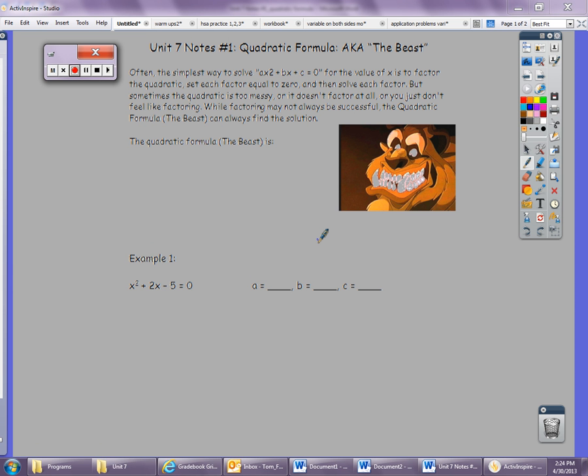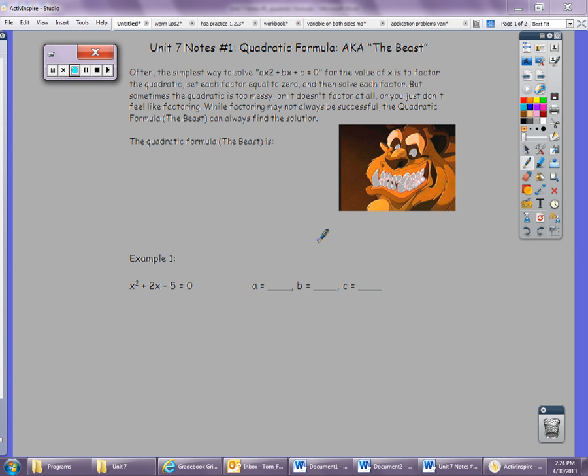Alright, Unit 7 notes number 1 of the quadratic formula, also known as the beast. So what we've dealt with so far is solving our quadratic equations by factoring them, setting them equal to 0, and then solving to figure out what value of x makes our equation equal to 0. But sometimes we run across quadratic equations where we can't factor them, so we need another method.